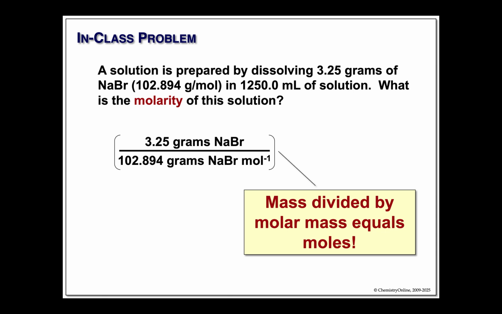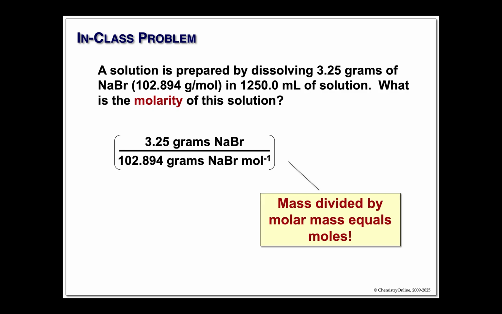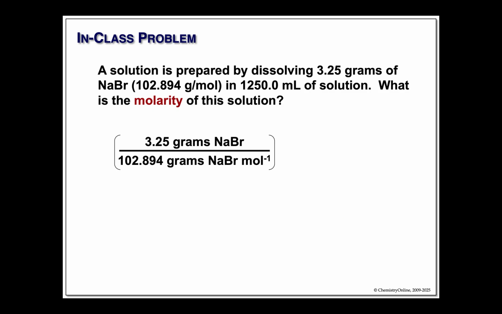So, this is going to give us our number of moles. We're going to divide that by the number of liters. This was given as milliliters. We divide that by 1,000, and we get 1.25 liters.